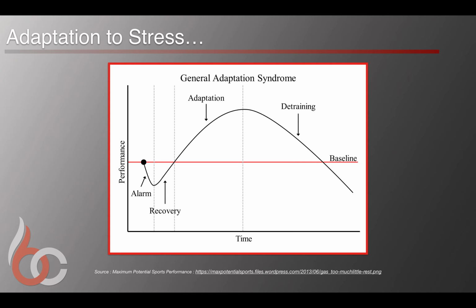Now, keeping in mind that this black line is supposed to indicate performance, we should see an improvement in our performance. Now, as time moves on, the unfortunate outcome here in this particular image is another decline in performance. So even though performance initially goes up after we recover well, there's a decline in performance in this particular situation because what follows the positive adaptation is detraining.